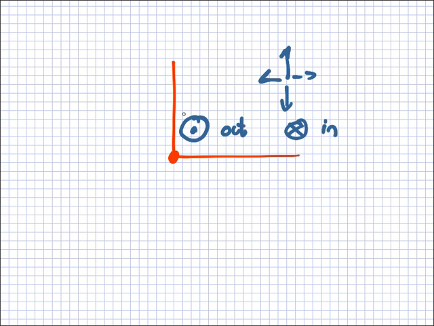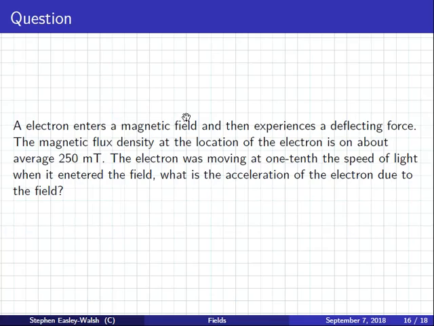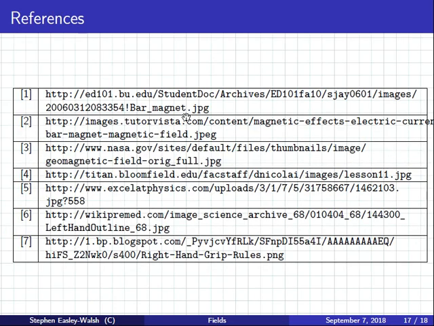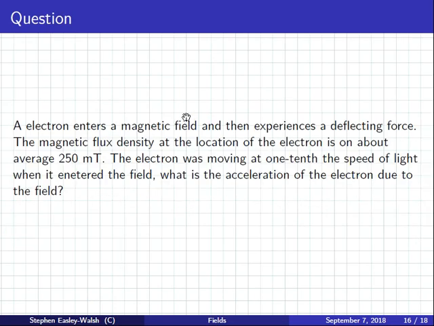Now, I think I have one more question, but it's a hard one. So, an electron enters a magnetic field and then experiences a deflecting force. The magnetic flux density at the location of the electron is about 250 millitesla. The electron was moving at 1/10 the speed of light when it entered the field. What is the acceleration of the electron due to the field?